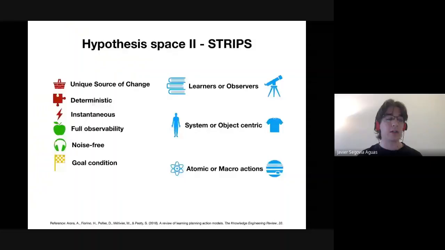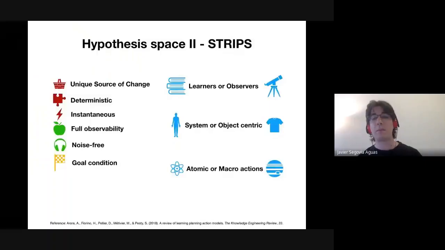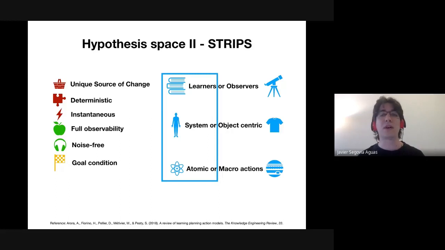And also we can reason about learning atomic actions, which means that we cannot have simpler actions than that, or maybe macro actions, which involve a sequence of actions, like a pick and place, for instance. We can consider a pick as one, a place as another, like atomic actions, but maybe we could learn directly the macro action of pick and place. So again, we will focus on these ones. We are learners, we are system-centric, that we want to learn the actions, and we are atomic. We want to learn the atomic actions to interact with the world.